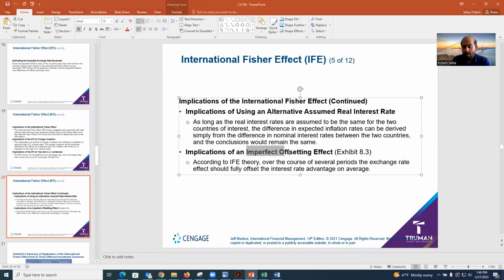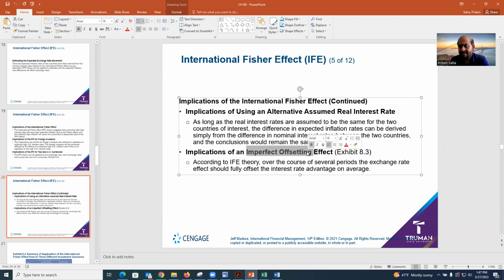Now, imperfect offsetting, what does it mean? So far we assumed that the currency value should be adjusted exactly based on inflation differentials, right? But we know from purchasing power parity theory that inflation is not the only factor that affects the currency value or currency rates. There are so many other things. It could be national income level, it could be government controls, it could be so many other things that affect the currency value.